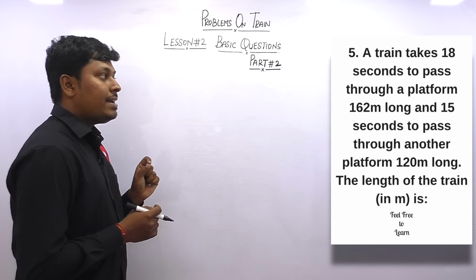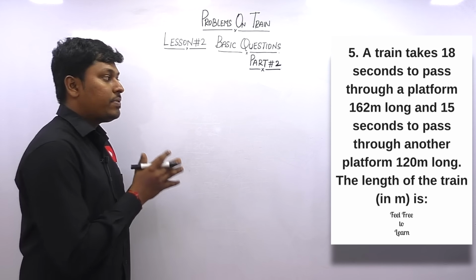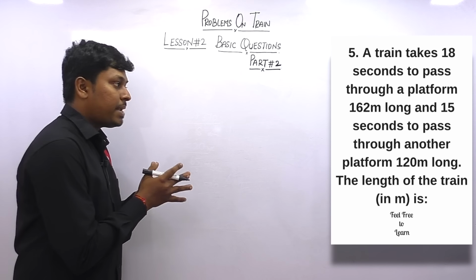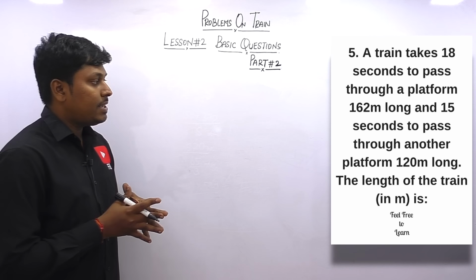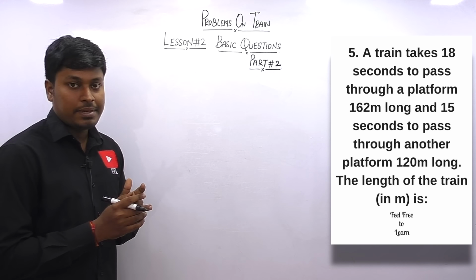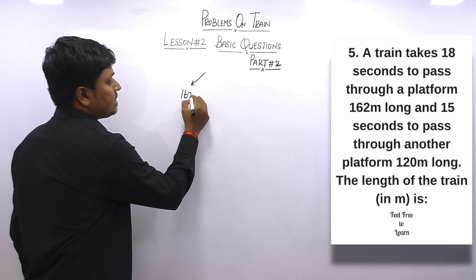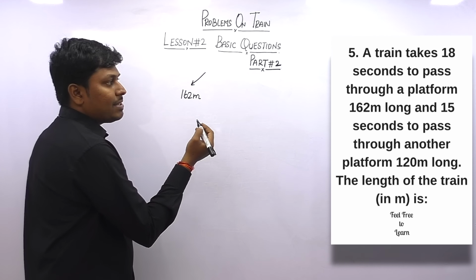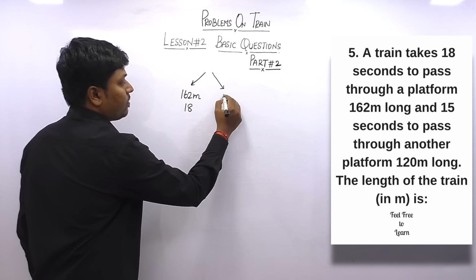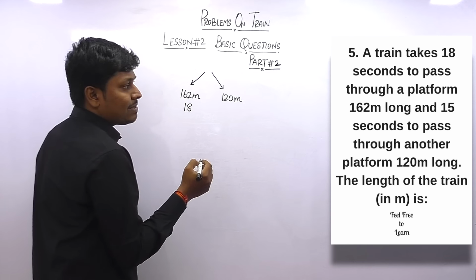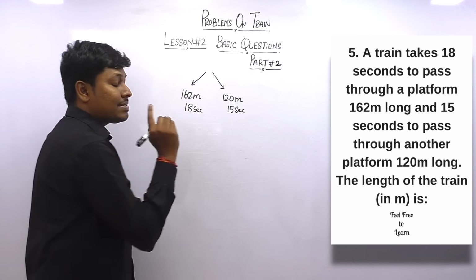A train takes 18 seconds to pass through a platform 162 meters long and 15 seconds to pass through another platform 120 meters long. Then what is the length of the train in meters? So listen here, our target is to find the length of the train. But first, what they are saying: a train crosses a first platform of 162 meters long. It takes how many seconds? 18 seconds. Similarly, the same train crosses another platform of 120 meters and it takes how many seconds? 15 seconds. So by using this data, our target is to find the length of the train.